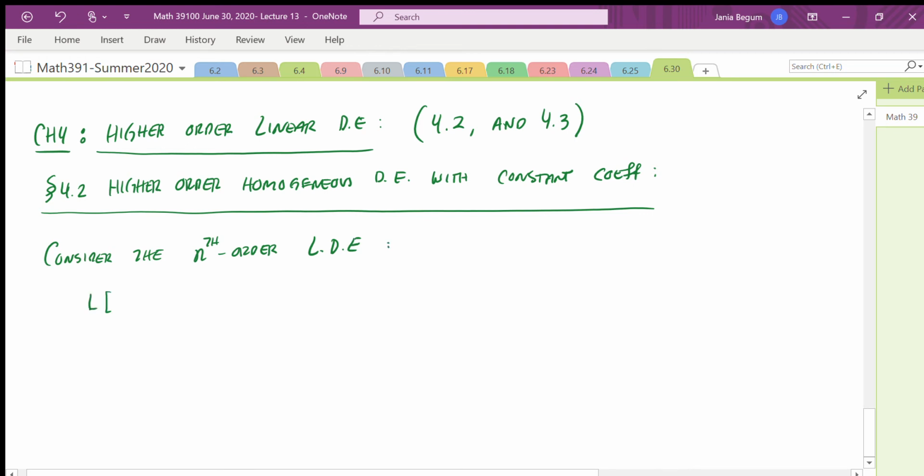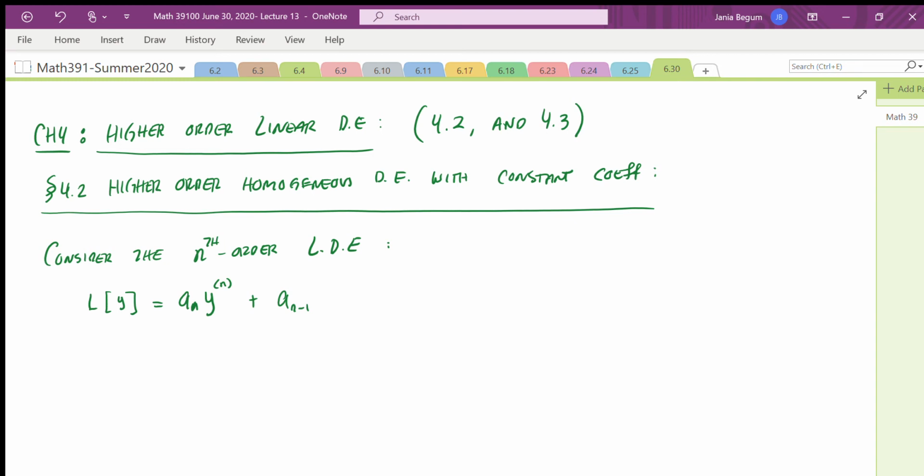We have L of y, where L is a linear operator, is equal to a0 y to the nth derivative. Okay, so these exponents are derivatives. Actually, I'm going to put an, not a0, an, and then an minus 1. So let me just match up my coefficients with the textbook, just in case you're reading the textbook, so it will make sense.